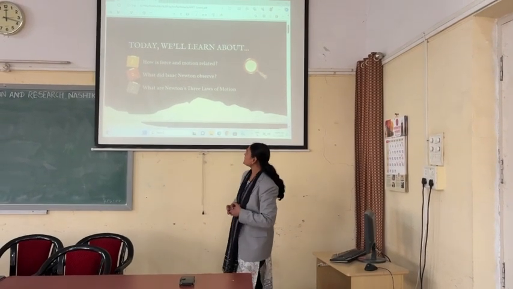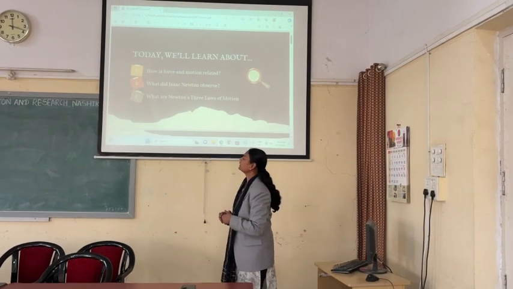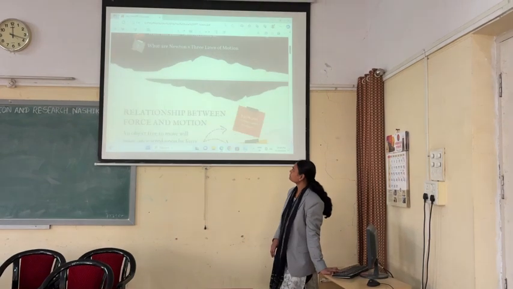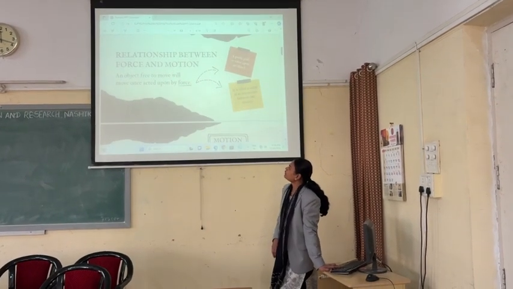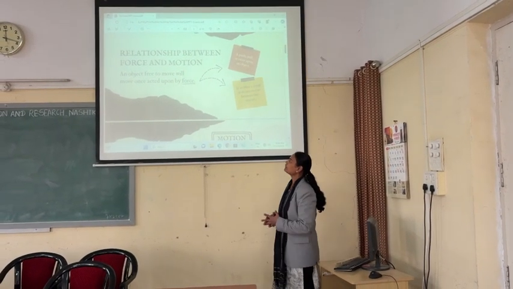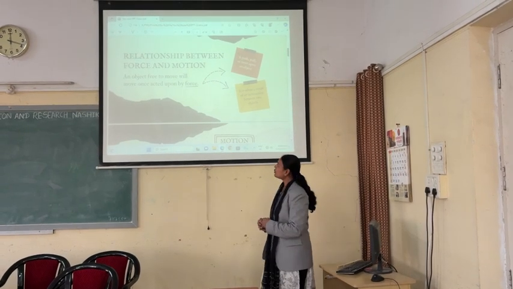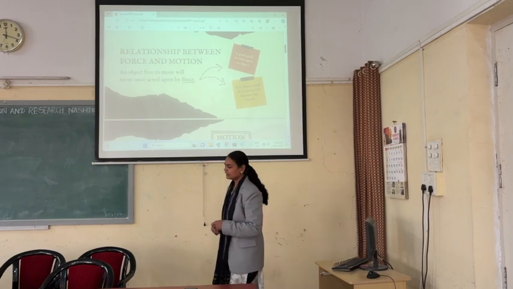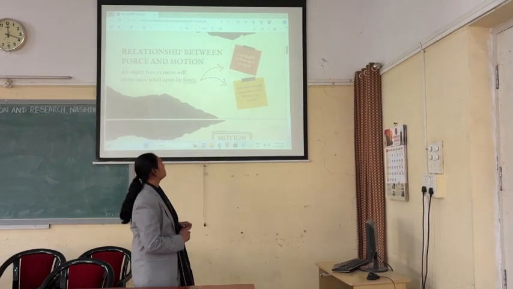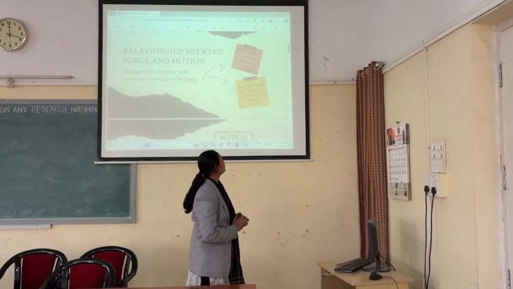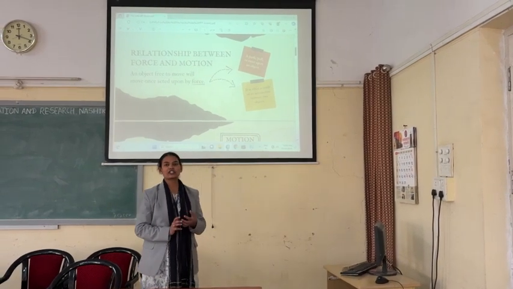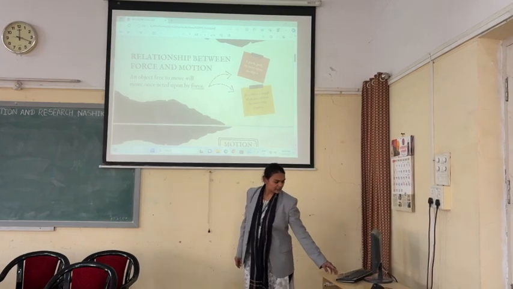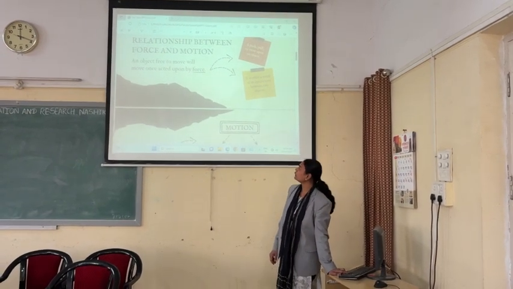What did Isaac Newton observe? What are Newton's three laws? First of all, the relationship between force and motion. An object free to move will move once acted upon by forces. So it consists of two ways. Bhavika already told us that push and pull are nothing but force. It's often a result of interaction between two objects. That means it is related to two objects.